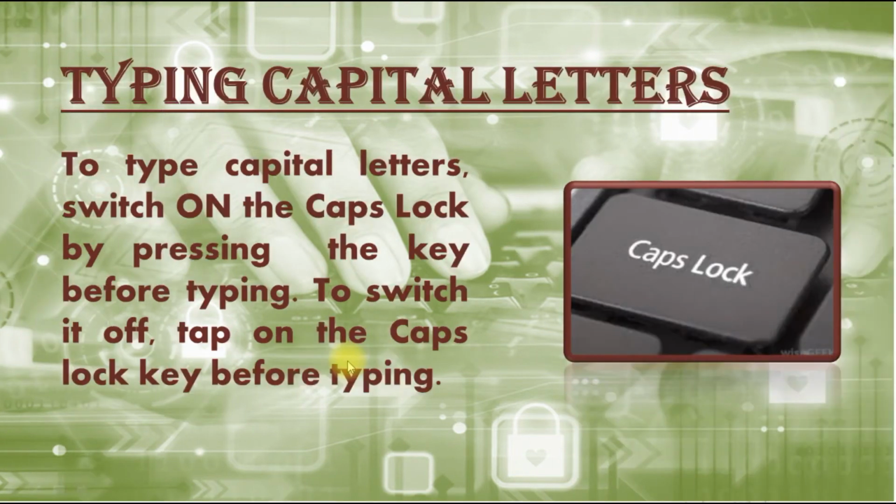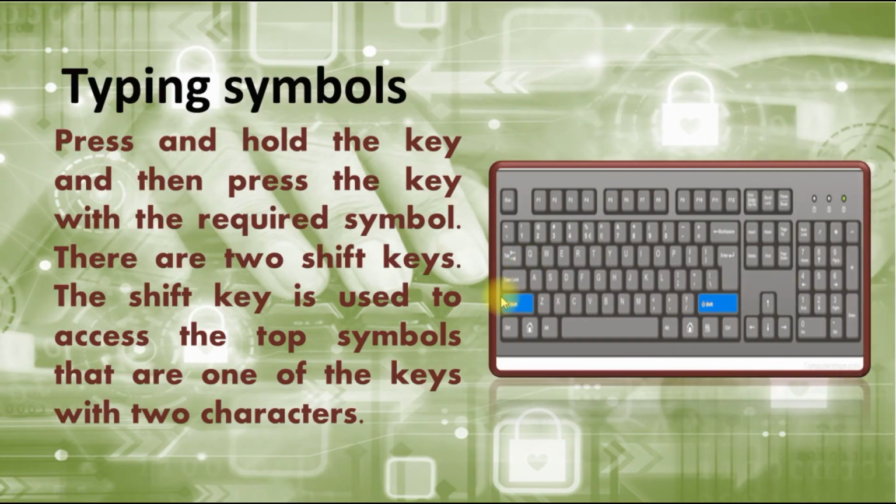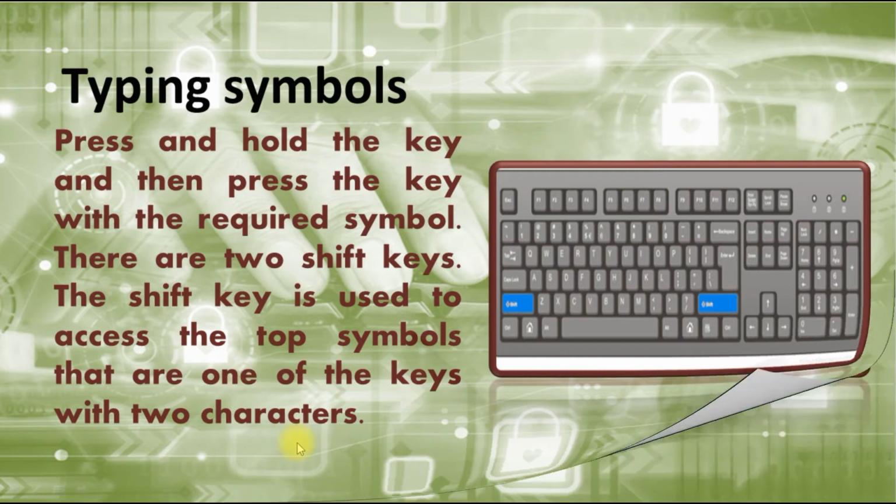Then typing capital letters. To type capital letters, you make use of caps lock key. एक बार अगर आप caps on कर देते हो, all the letters come in capital form. Typing symbols. Press and hold the shift key and then press the key with the required symbol. There are two shift keys as you know on the keyboard. One is on the right side and the other one is on the left side. The shift key is used to access the top symbols on the keys with two characters.